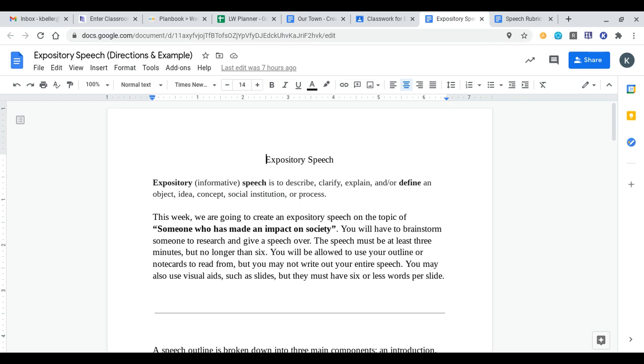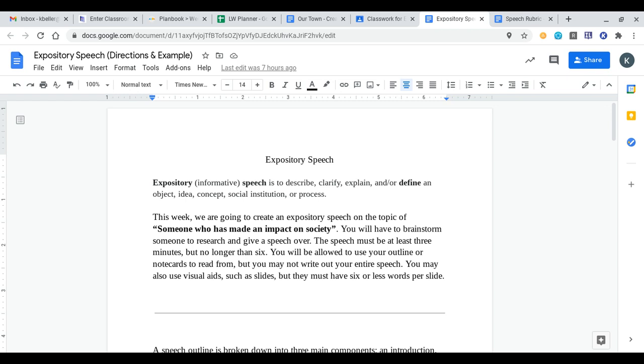So the speech that you're going to be giving is an expository speech over someone who has made an impact on society. This can be someone who's made a huge impact like Gandhi or Hitler, or it could be someone who's made a smaller impact, such as someone in our local community who's done something good to help, a positive role in our society, or a negative role within our smaller communal society. So you'll have to brainstorm someone to research and give a speech over.